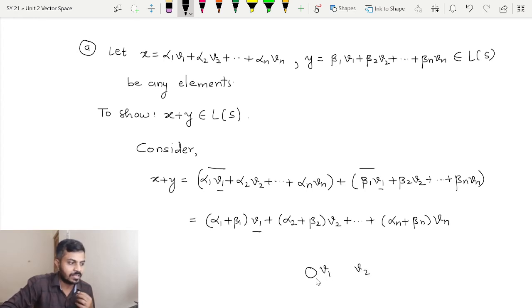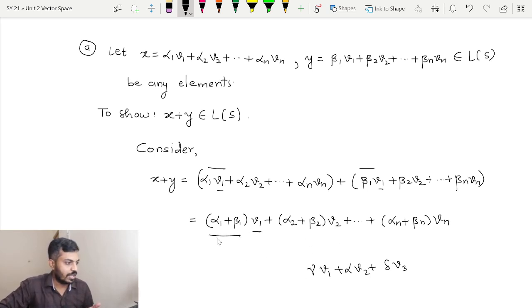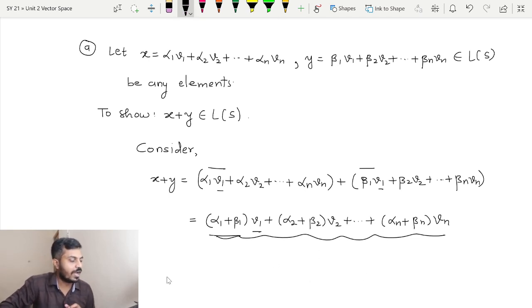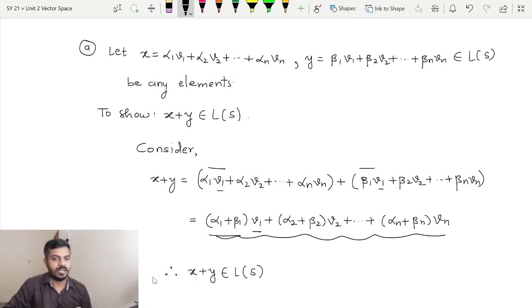A real number multiplied by v1 plus a real number multiplied by v2. Now the linear combination of three vectors v1, v2 and v3 would be plus again a real number multiplied by v3. Notation doesn't matter, you should only have a real number here. I can call it gamma, alpha, delta, anything, and you can see that the same thing is happening here. We are getting a linear combination of the vectors v1, v2 and vn, and that is how an element of L of S looks like. So therefore I can confidently say that this x plus y belongs to L of S, and therefore L of S is closed under addition.